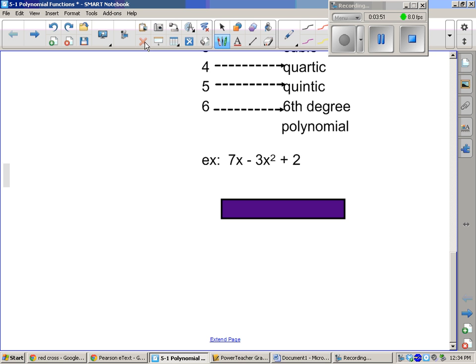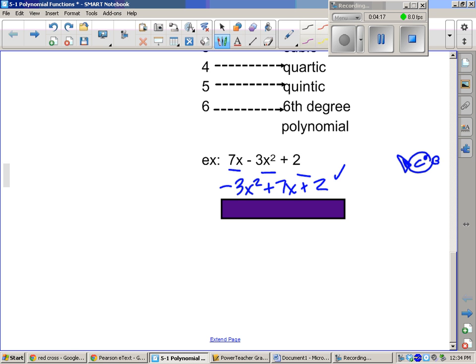So here's an example. 7x minus 3x squared plus 2. So what are we going to name that? Let's name it with both. First of all, how many terms do we have? I see 1, 2, 3. But they're not in the right order. Let's put it in standard form first. So highest exponent is x squared. So negative 3x squared plus 7x plus 2. All right, so that's standard form.